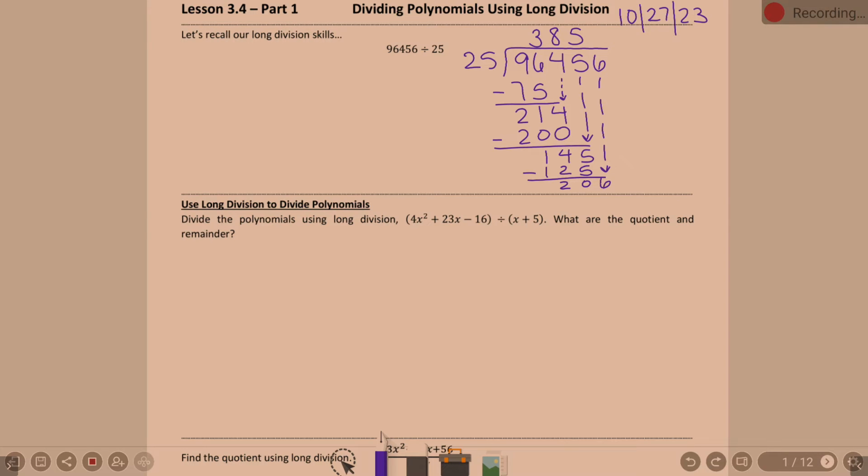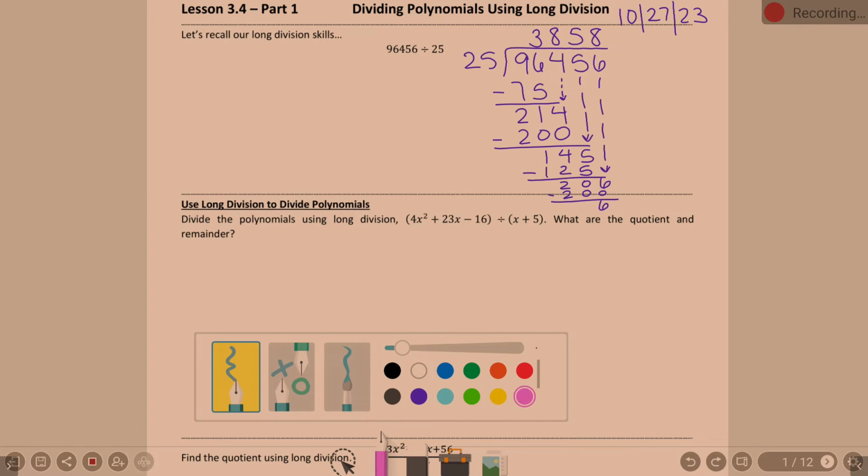And then carry down the 6. 25s into 206. 8 times 25 is 200. We've already been there, done that. 206 minus 200? 6. Okay. Now, if we wanted to keep going, we could put a decimal point and add zeros and drop the zeros and so on and so forth, right? However, when we're dividing polynomials, we're not going to have decimal answers. Okay? So, when you were in elementary, what did you call this? This was a remainder of 6, wasn't it?